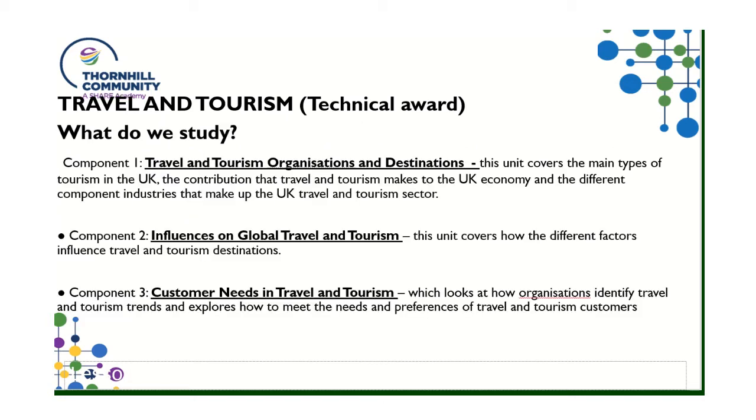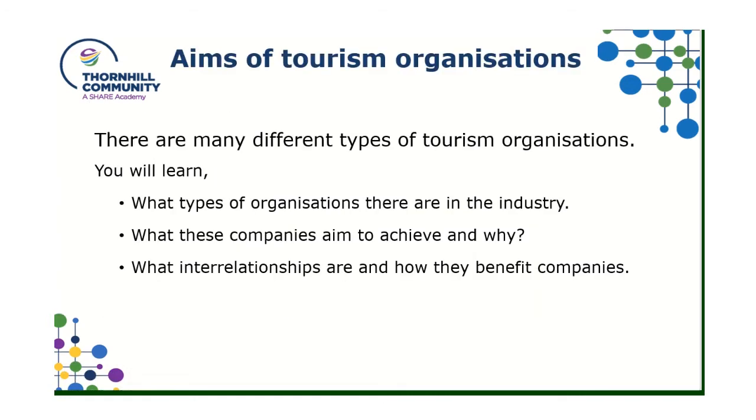So a little bit about each one. The first unit covers main types of tourism in the UK and the contribution that the travel and tourism industry makes to the UK economy and different component industries that make up the travel and tourism sector. The Influences on Global Travel and Tourism covers how different factors can influence travel and tourism destinations. And the final component is looking at how organisations identify travel and tourism trends and explore, using these, how to meet the needs and preferences of travel and tourism customers.